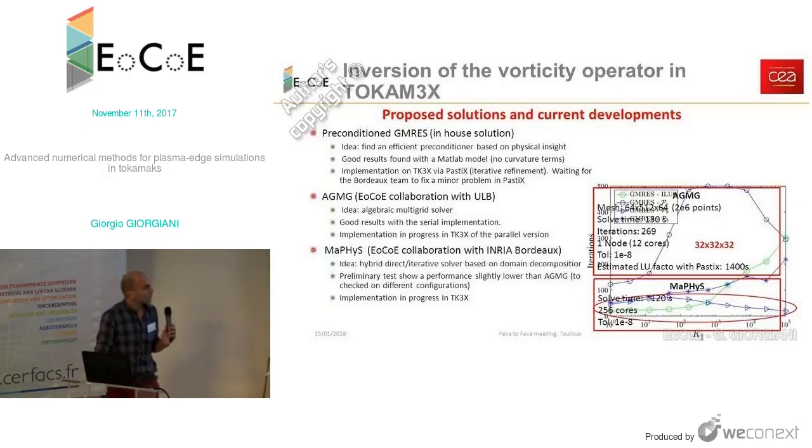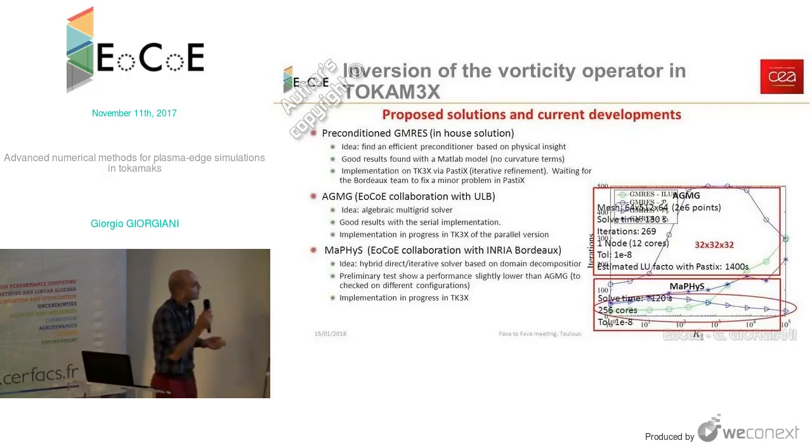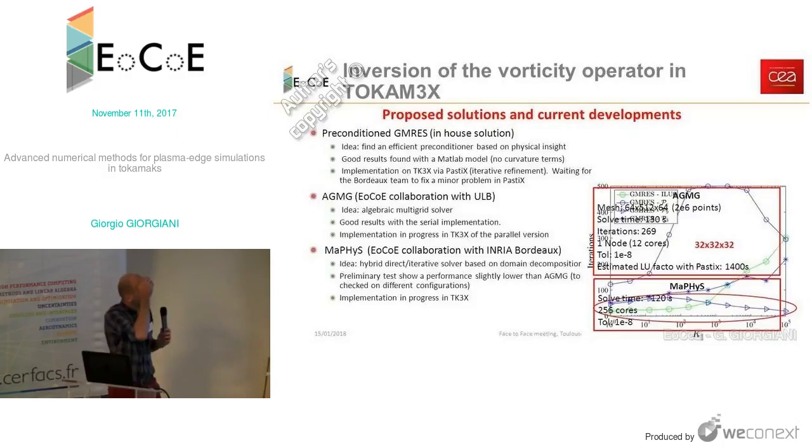So I'm going to show you the approaches that we have considered so far, and so what the state of the art is now. The first one is an in-house solution, which is simply a preconditioned GMRES, but the idea is to find an efficient preconditioner based on physical insight of the problem. To do that, I wrote a MATLAB model without curvature terms.